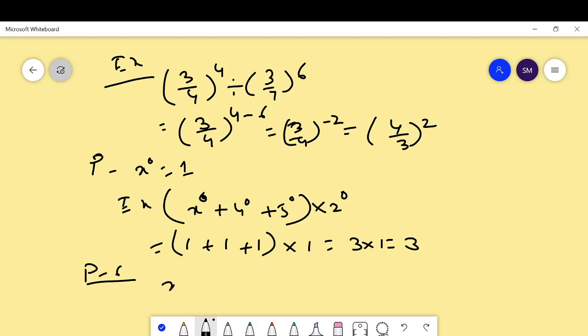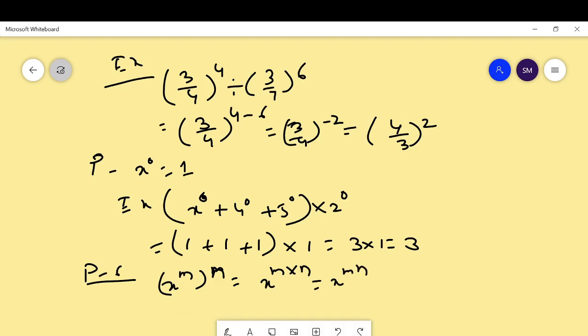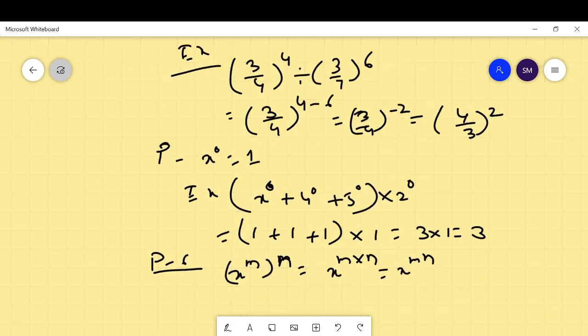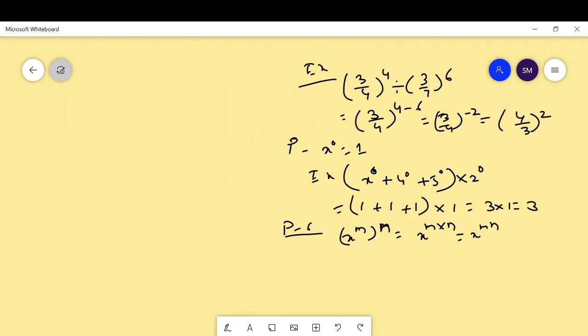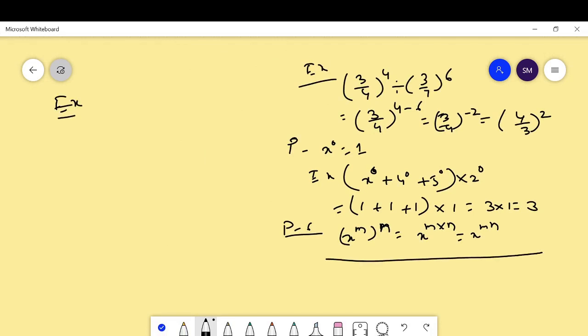Then here let us discuss another property, property 6. Property 6 says (x to the power m) whole to the power n. Here in this case the exponents get multiplied. This is x to the power m into n. Then let us solve some examples. I have already told you, only knowing the formula is not sufficient. Keep the formula here and let us solve some examples based on this formula.